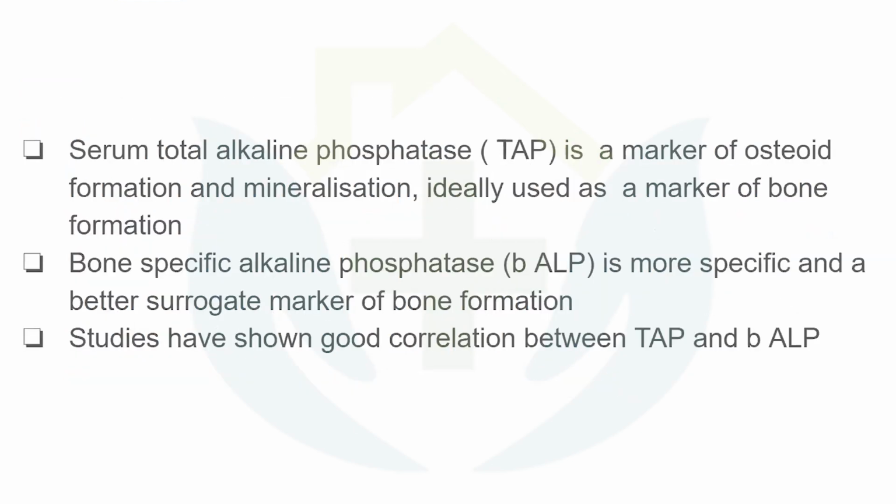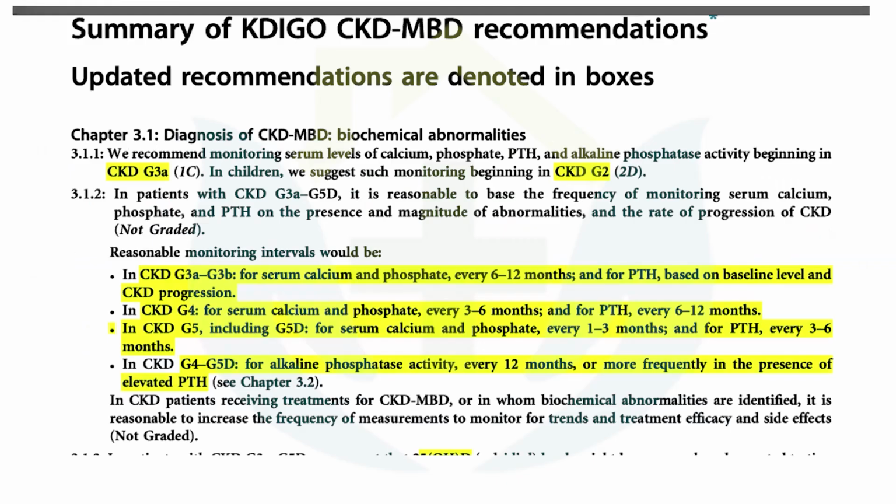The next major biochemical marker of CKD-MBD is alkaline phosphatase. We have the total alkaline phosphatase assay and the bone-specific alkaline phosphatase assay. Both are markers of bone formation and mineralization, and there is a good correlation between these two assays. So let us go into the diagnosis of CKD-MBD.